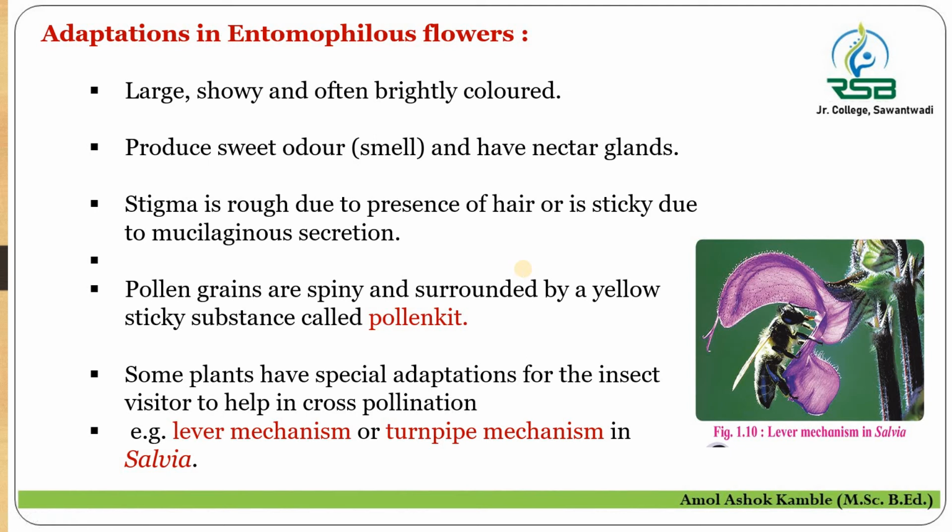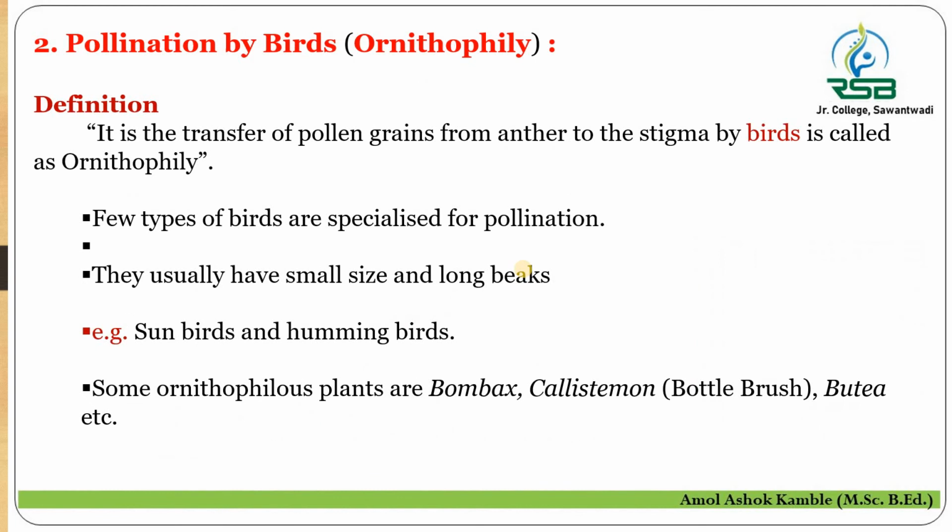It is about the first biotic agents, that is, the pollination takes place with the help of insects. Then second, pollination by birds is called ornithophily. Ornis means bird. The transfer of pollen grains from anther to the stigma by birds is called ornithophily. Here the involvement of birds to transfer the pollen grains from anther to the stigma takes place.